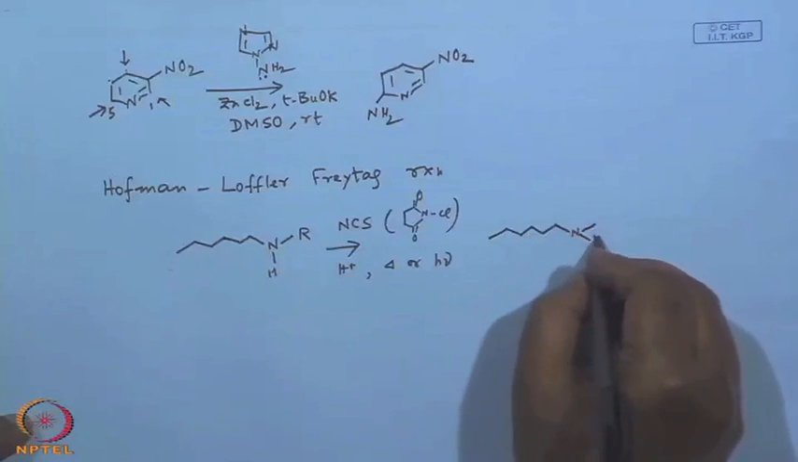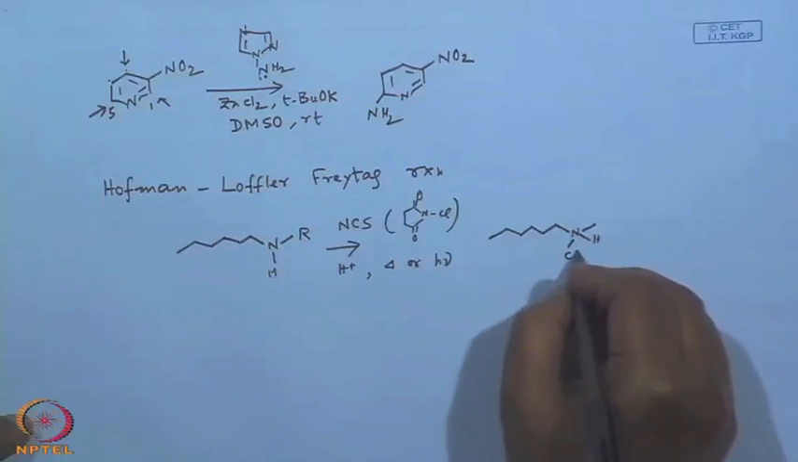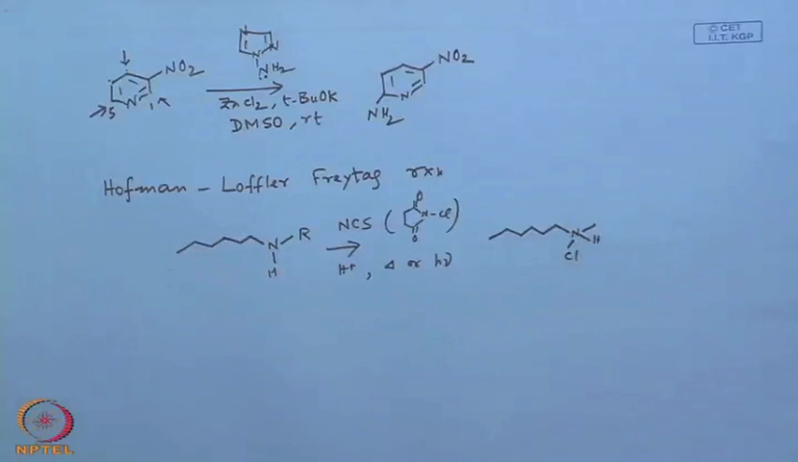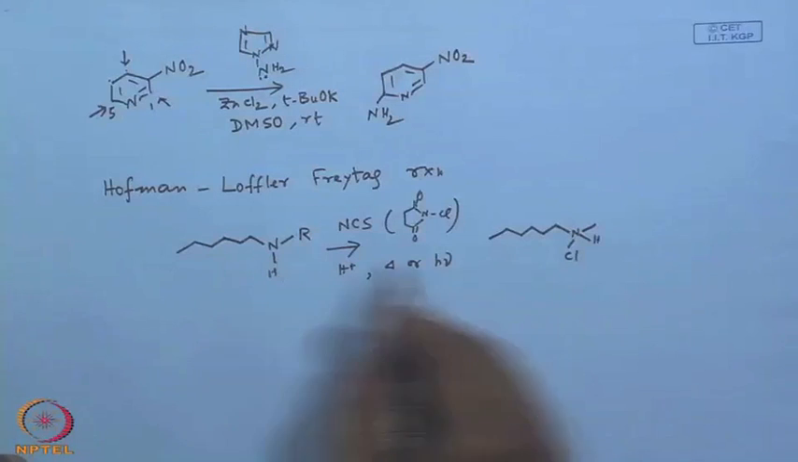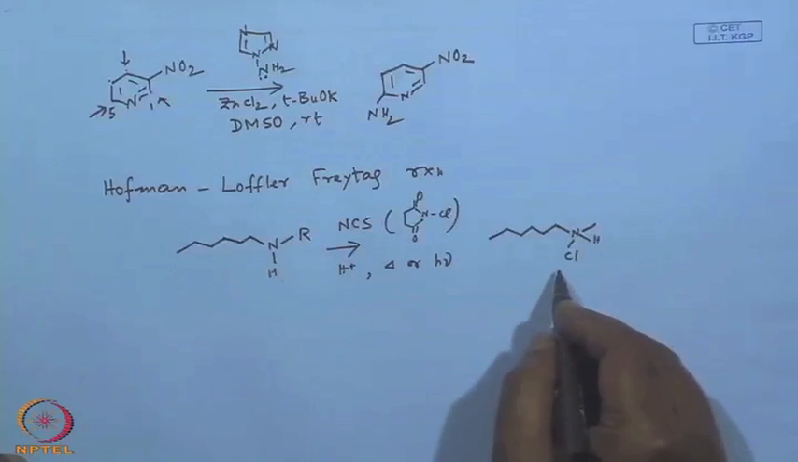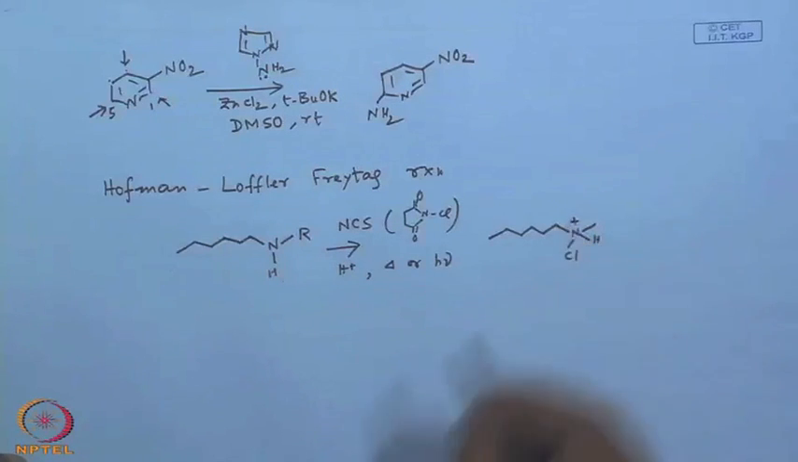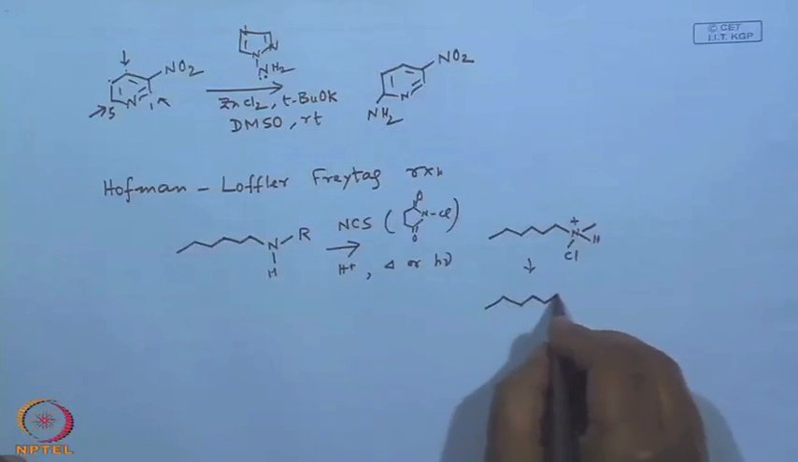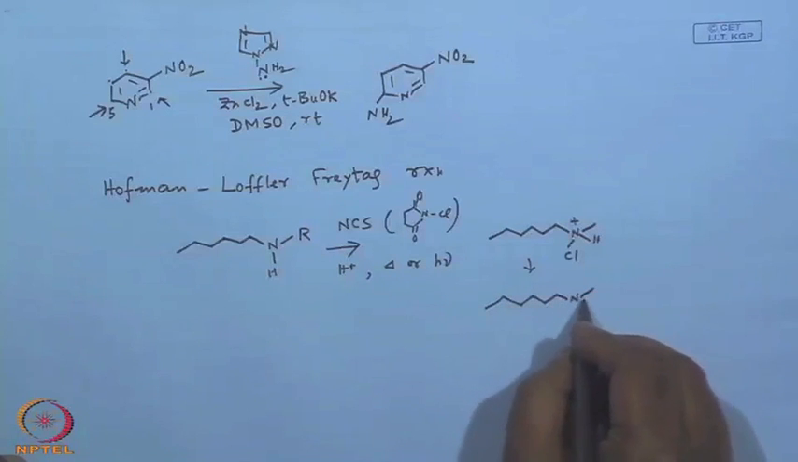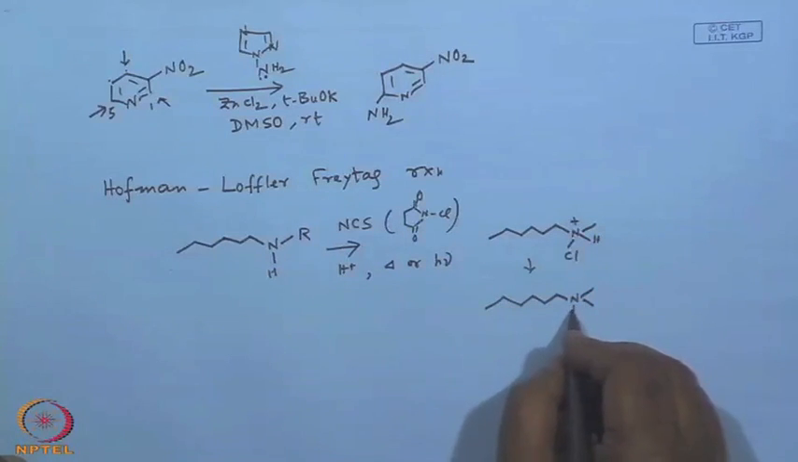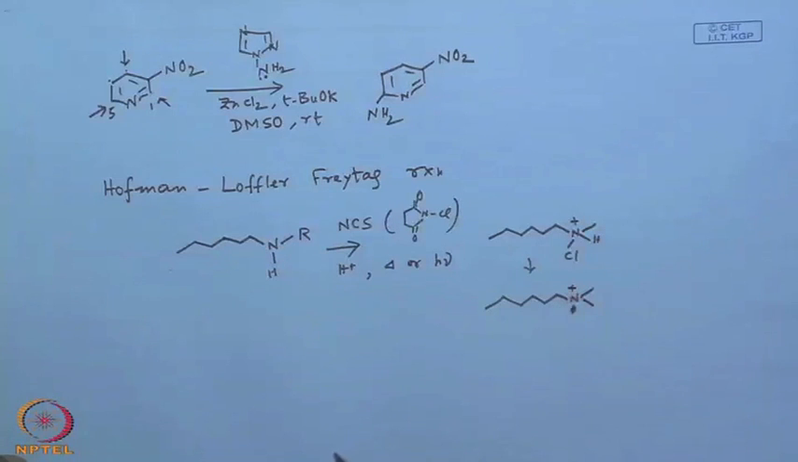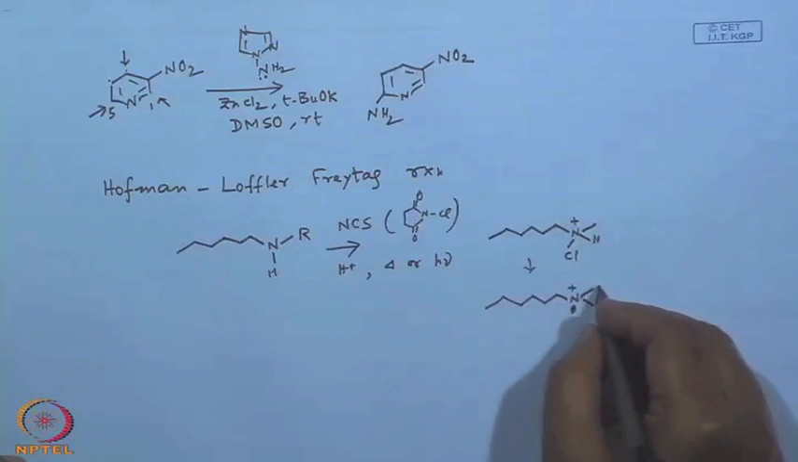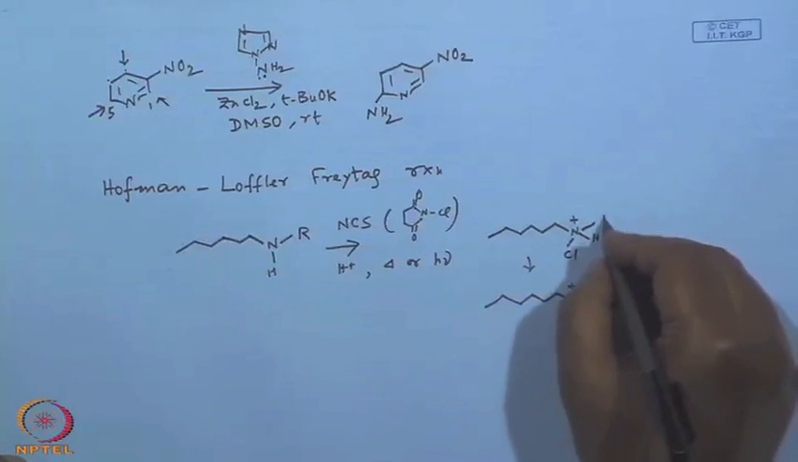So, this nitrogen is protected, so what do you get? First, the NH nitrogen is replaced by NCS, right, and then you have an ammonium salt, a chloroammonium salt, which goes to this cation radical here, R and R.